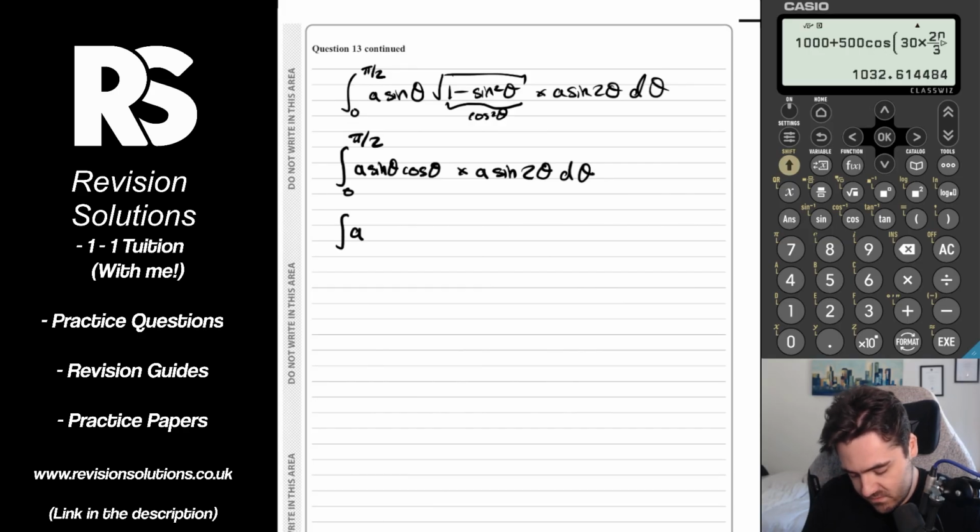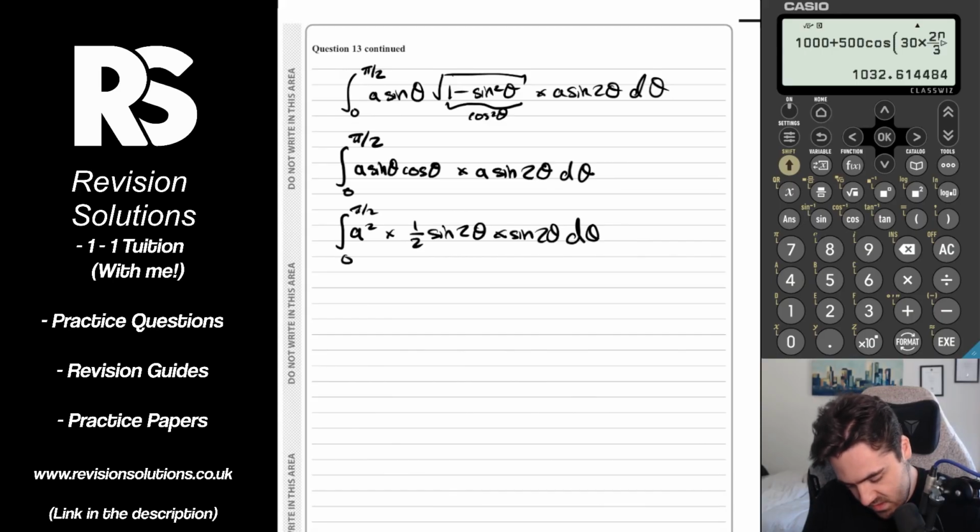But sine theta cos theta, that's the same thing we did a moment ago, just missing the 2, but we can correct for that just by putting in a half. So that's a half of sine 2 theta times another sine 2 theta, and then we're there. Just got to pull the half and the a squared out. So that is a half a squared times the integral 0 to pi over 2 of sine squared of 2 theta, d theta.